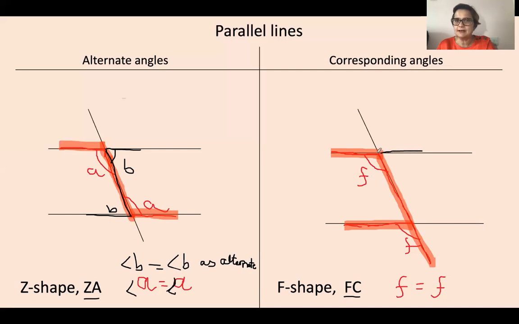Let me create the other F shape. So it's here, okay, here. Here you go. So it's this one here and this one here. Again, let's call them D. Angle D here is the same as angle D there. Both of them are the same angles.